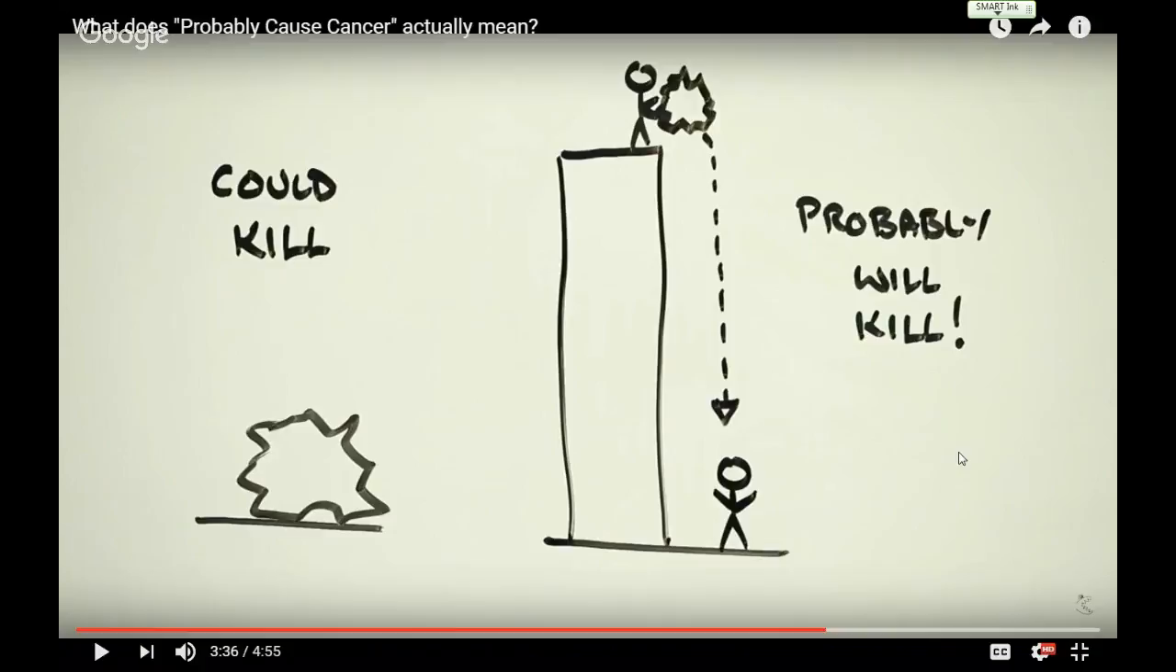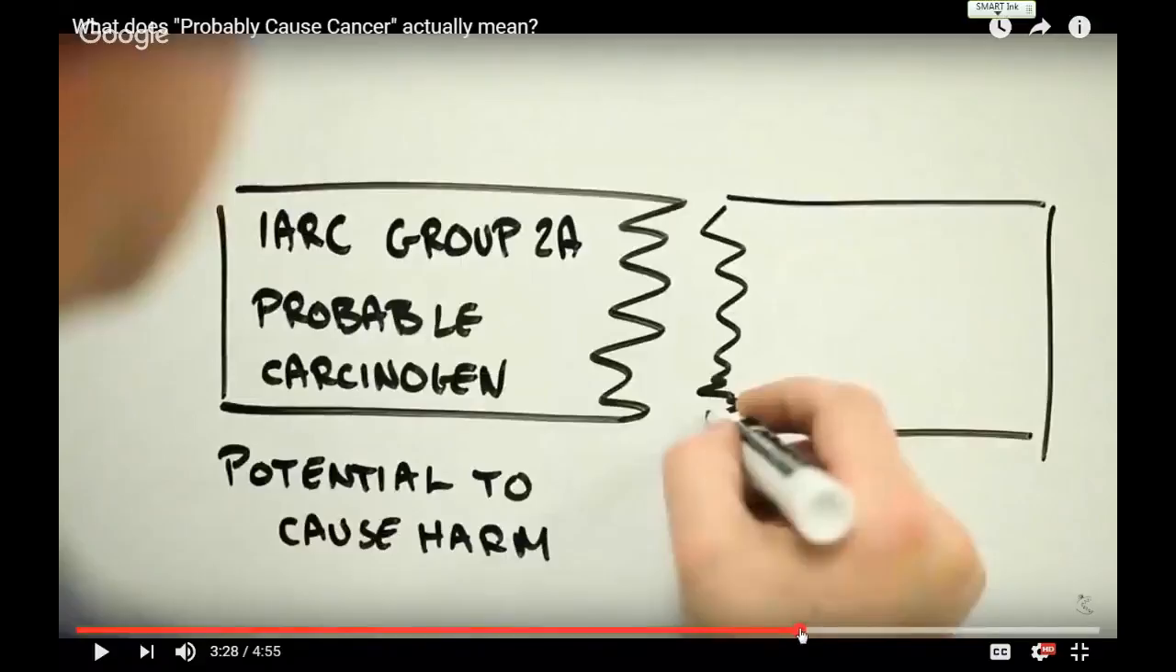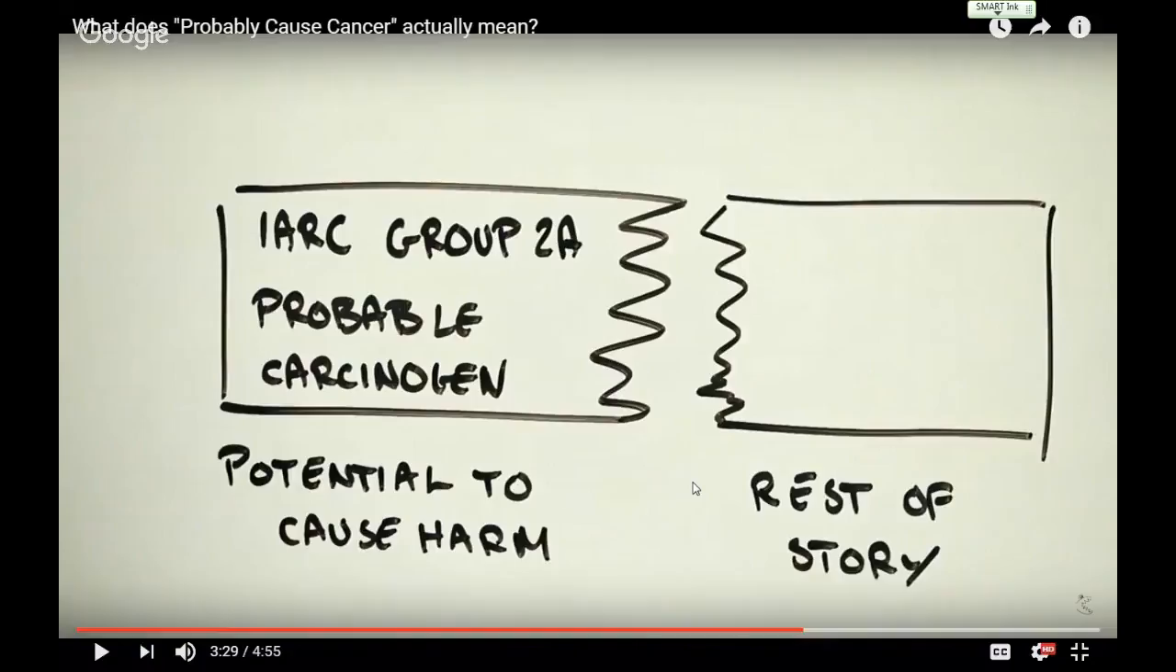Something might have the potential to cause harm, but there's the rest of the story. And I think that we kind of lose sight of this a lot of the time. When we think about this is a dangerous thing, we must avoid every bit of it at all costs. That's not really what this is saying. So you may be perfectly safe, even if you are exposed to known carcinogens, because of all these other factors.